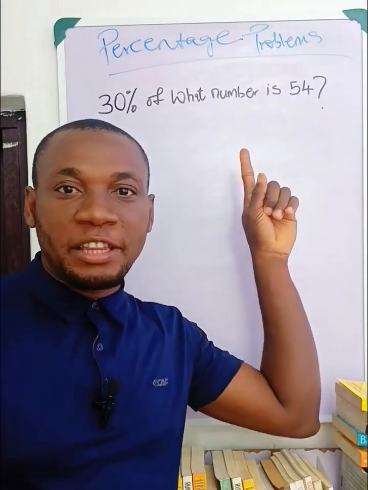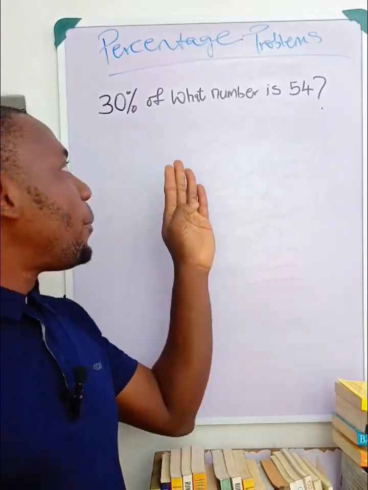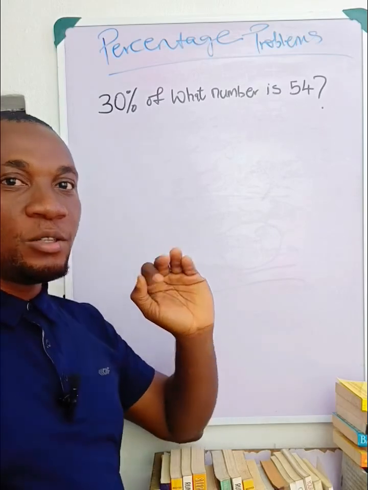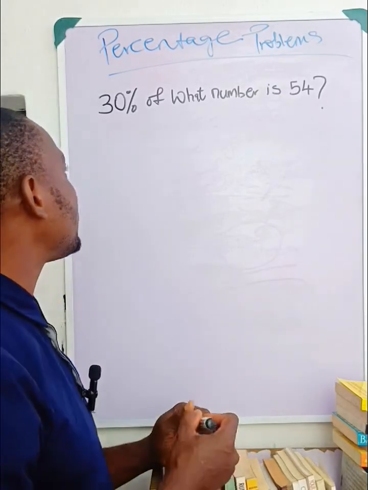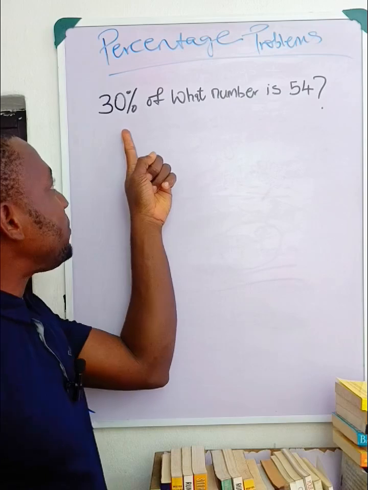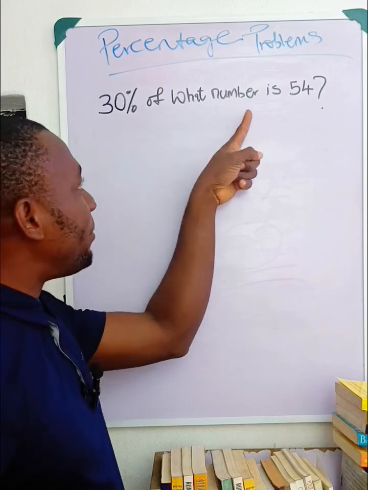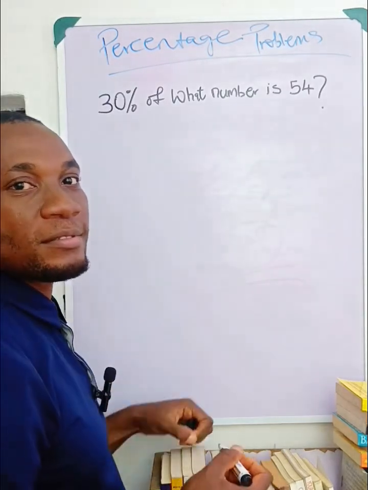Let's look at this percentage problem. Look up on the board very carefully. We are going to solve it step by step. 30% of what number is 54?